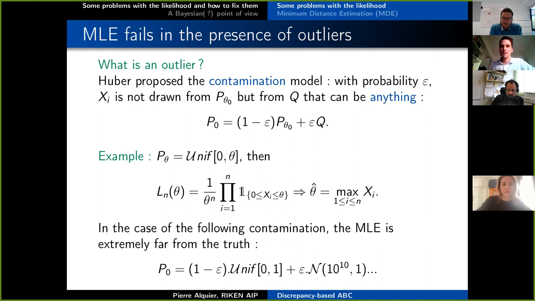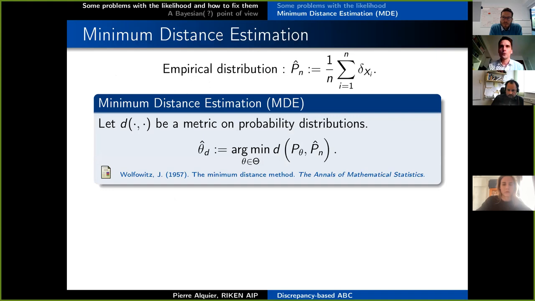Among the possible proposals to fix these problems, there was a very old train of work that started in the 50s, where a few people proposed first to start from the empirical distribution Pn, so that's the empirical distribution of the sample.